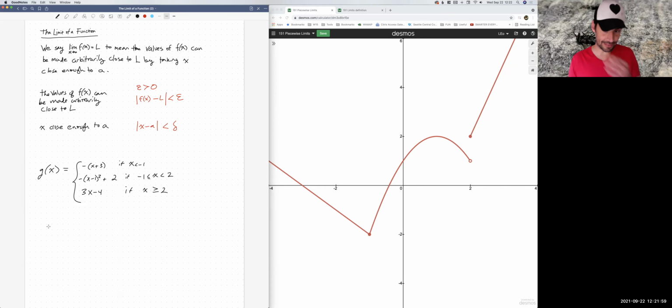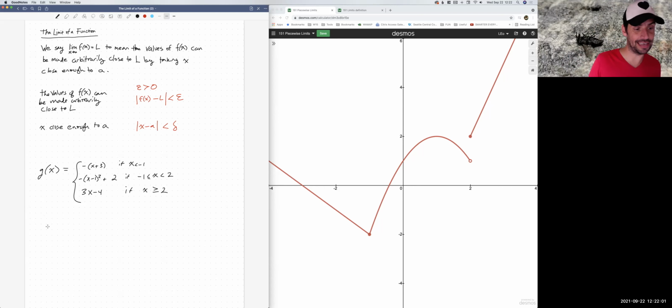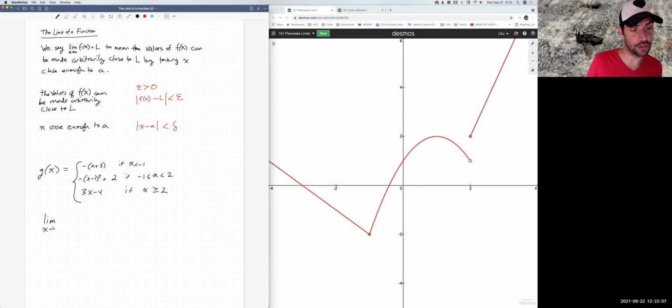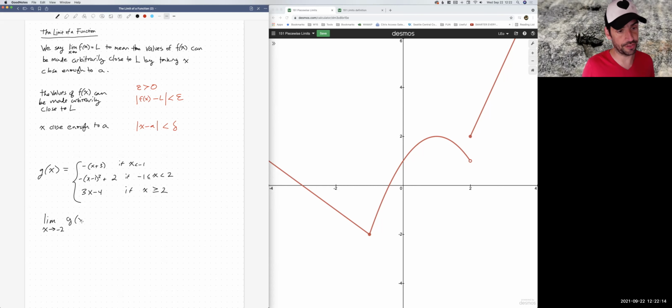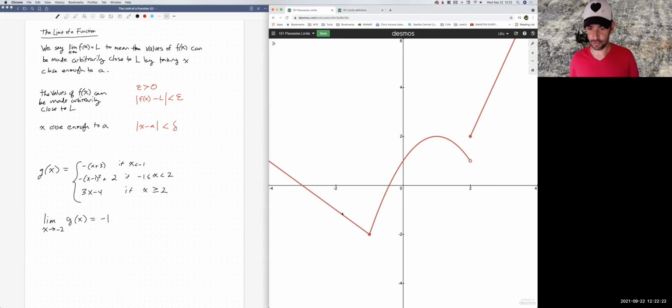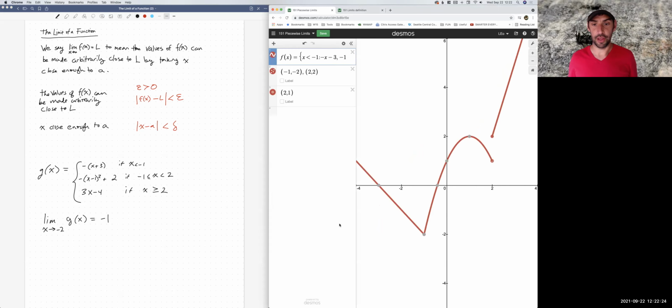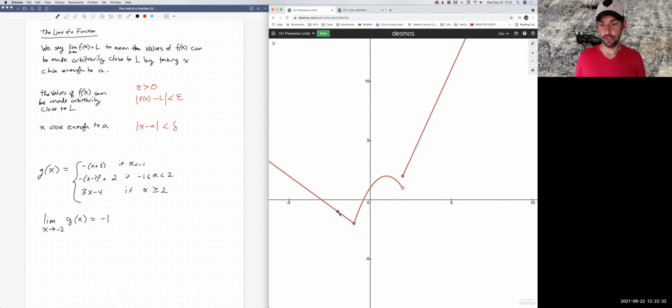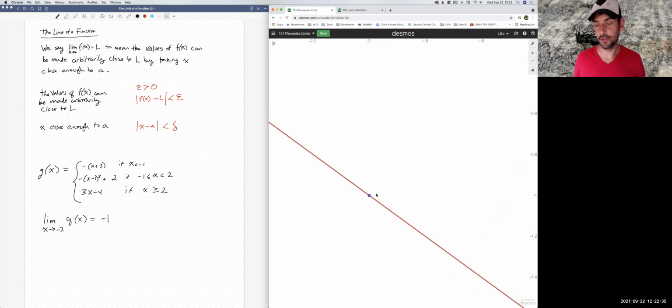Let's look, for instance, let's examine this claim. I'm going to claim that the limit as x goes to, let's say, -2 of g of x is going to be -1. So let's look at our graph to examine this. Let me put that point on the graph. -2, -1. There's our point. So let's zoom in on this point.